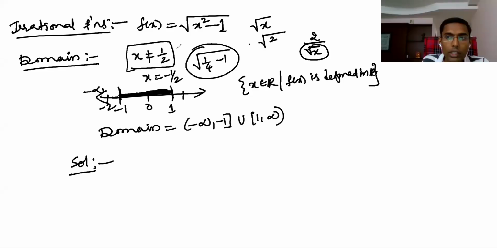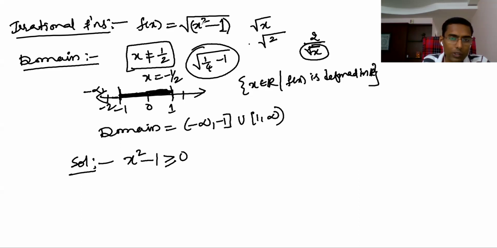Okay, so here I did a process. What is that process? First, under root, what is there? Inside root, what is there? x square minus 1. This should be greater than or equal to 0. I have taken that. Understand? This should not be negative. This inside part should not be negative.